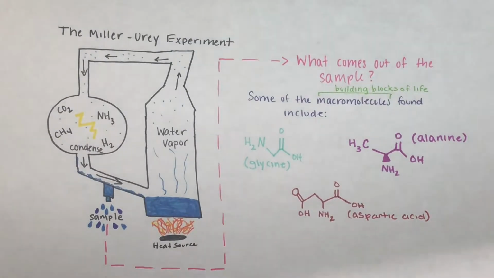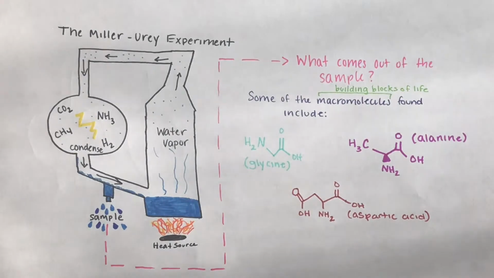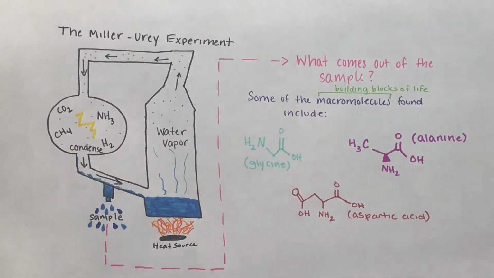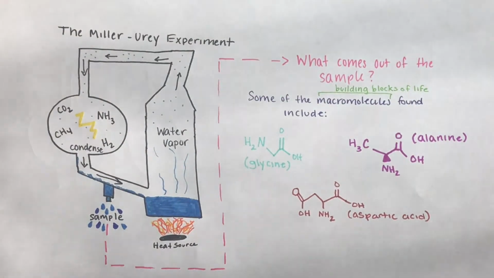Alright, so now we're going to be discussing the Miller-Urey experiment, which was also known as the primordial soup experiment, and it kind of just showed that biotic things can possibly come from abiotic things, as Miller and Urey mocked up the original environment that Earth was in and showed that macromolecules, which are the building blocks of life, could come out of this.